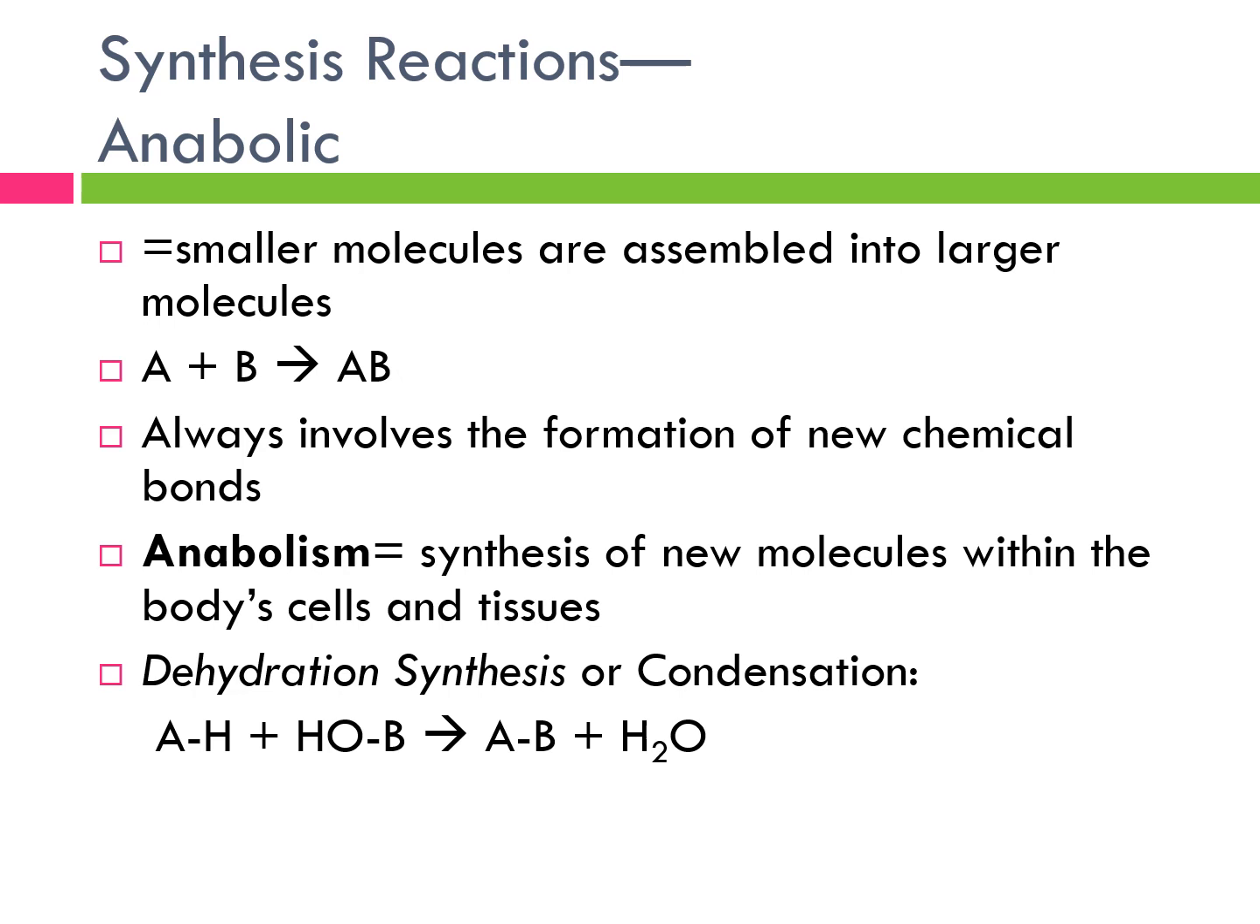So here's our anabolic reactions. So in anabolic reactions, we are taking smaller molecules or atoms and assembling them into larger molecules. So here, if you look at this, A plus B equals AB. So you're taking two separate substrates and combining them together into a product. So we're always forming new chemical bonds in anabolic reactions.